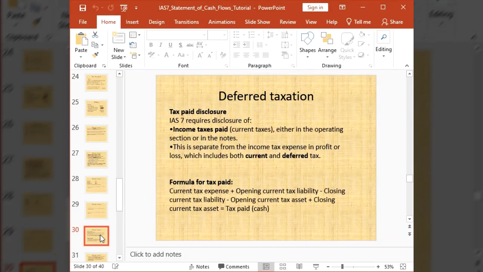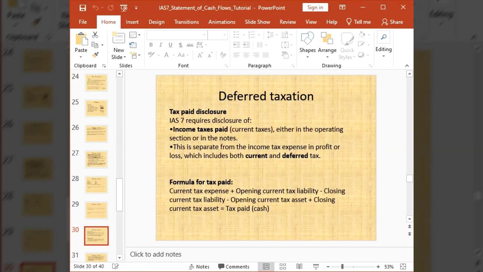Let us look at some of the tax paid disclosures. IAS 7 requires the disclosure of income taxes paid. When we talk about income tax paid, we talk about the current element of the company's income tax, either in the operating section or in the notes to the financial statements. And this is separate from the income tax expense in the profit or loss, which includes both current and deferred tax elements. The formula for tax paid is explained using the subsequent ledger.